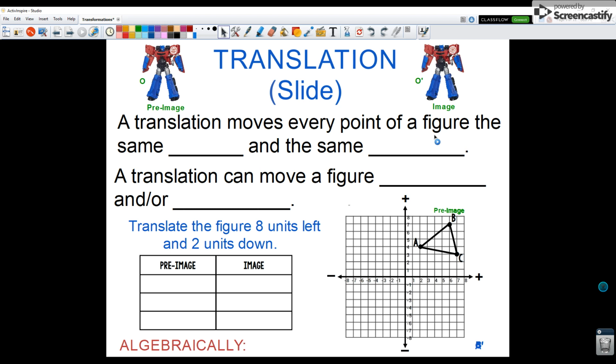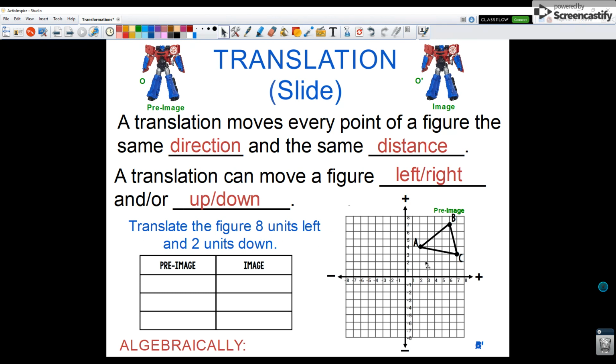We're going to go more in depth about translations or slides. A translation moves every point of a figure the same direction and the same distance. A translation also moves a figure left, right, and/or up and down. So you can see in this triangle ABC, which is our pre-image, we are going to take this pre-image and translate the figure 8 units left and 2 units down.